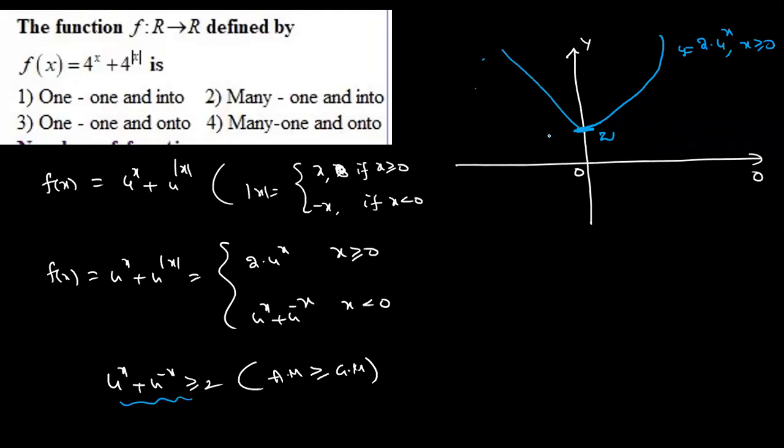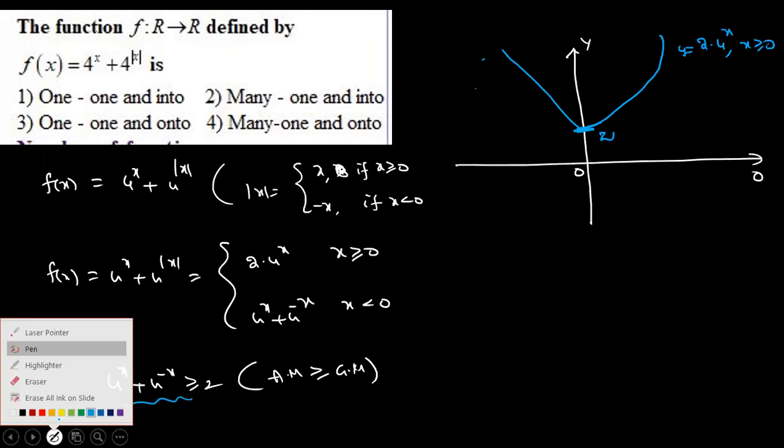Just a right line like that is coming. Check it. Y is equal to 4 power x plus 4 power minus x. What is the graph coming? That is the case.